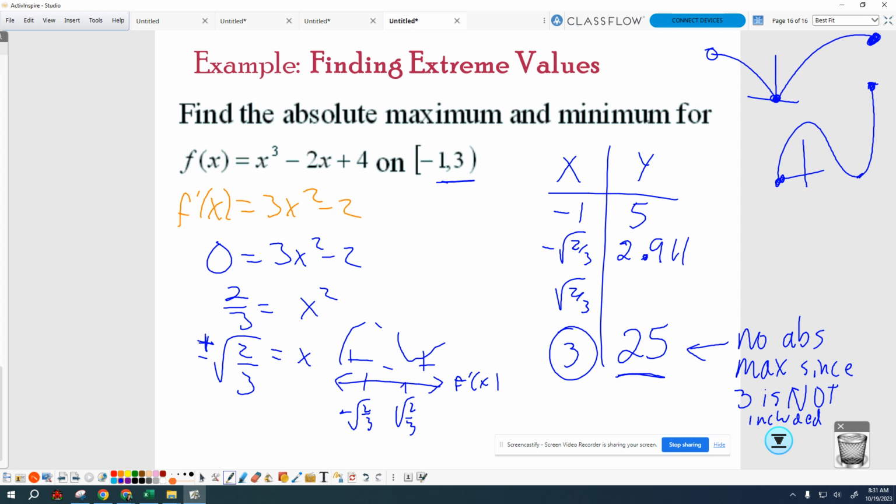The homework is super, super simple. It's like, look at the pretty picture, what's the high, what's the low, if it exists. Day 27. Bye.